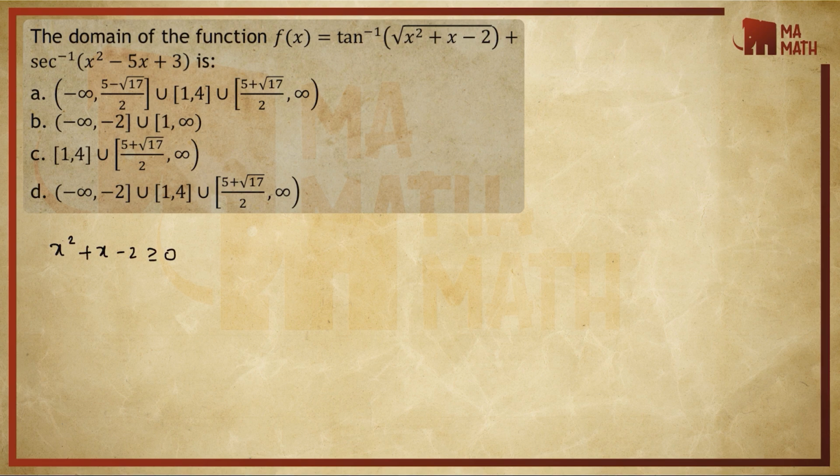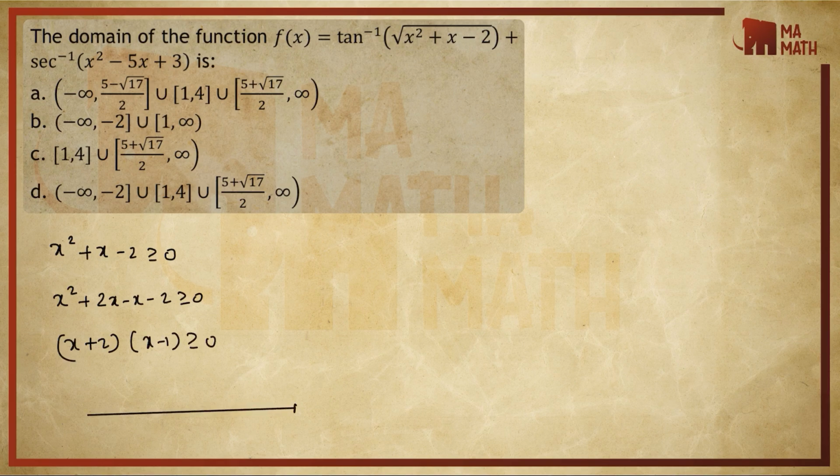So if x square plus x minus 2 should be greater than or equal to 0, we can use the wavy curve. We can factorize this, that is x square plus x can be written as 2x minus x, so x square plus 2x minus x minus 2 greater than or equal to 0. If you simplify, this will be x plus 2 times x minus 1 greater than or equal to 0. Now you can see the number line where these become 0, and it becomes 0 at minus 2 and at 1.